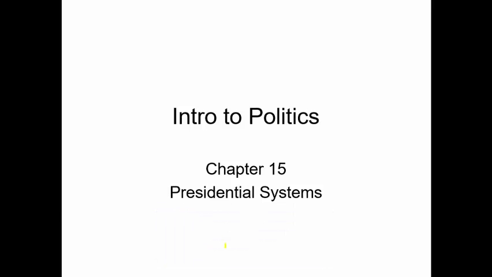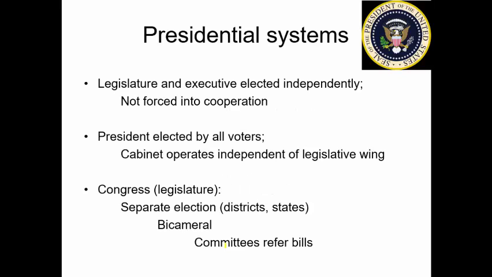Presidential systems, you are more than likely to be more familiar with them if you've been raised in the U.S. political system. In presidential systems, the legislature and the executive are elected independently of each other. We looked at that little flow chart in the previous chapter to show primary differences there, and they are not forced into cooperation, whereas in the parliamentary system, the majority party creates a cabinet and has pretty much unopposed control over passing the policies that they were elected to pursue.